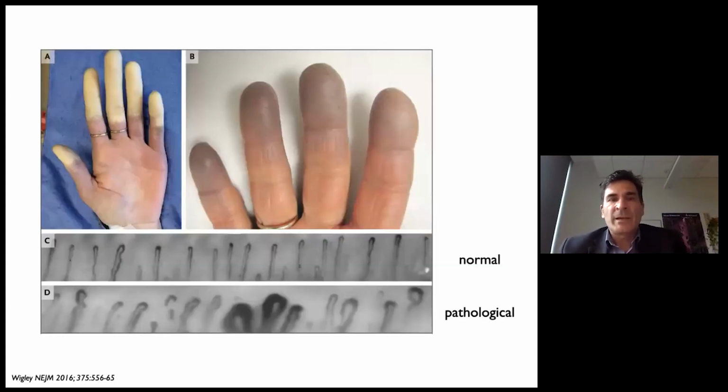So these are examples for Raynaud's, and then at the bottom part of the slide, you see either normal nail fold capillaries or abnormal capillaries with dropouts or these giant loops of blood vessels. So this is something that one would see in a connective tissue disease, for instance, in systemic sclerosis, where it would look like that.